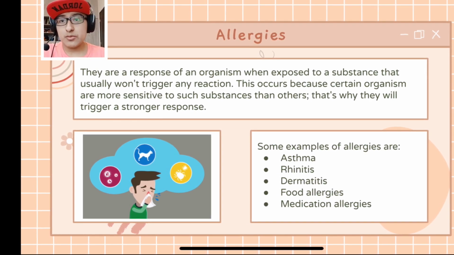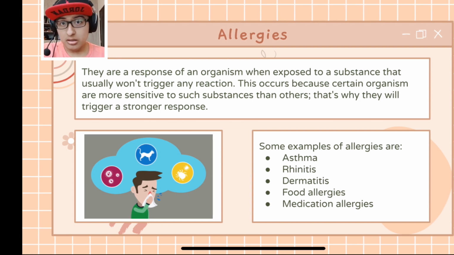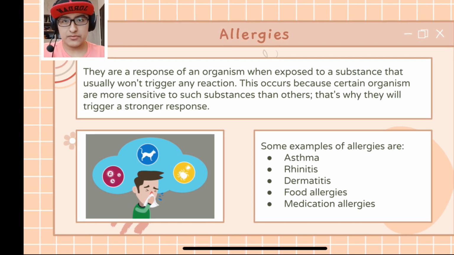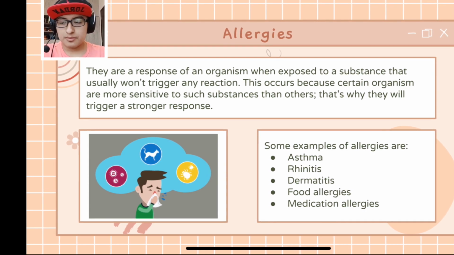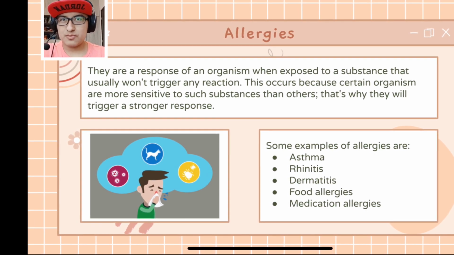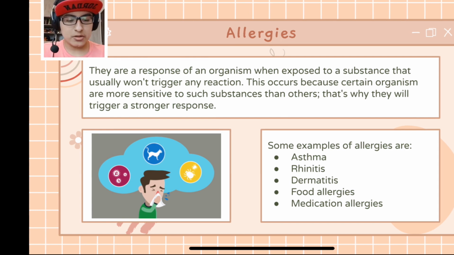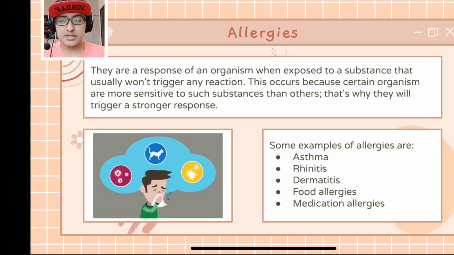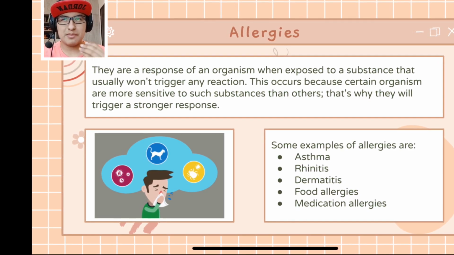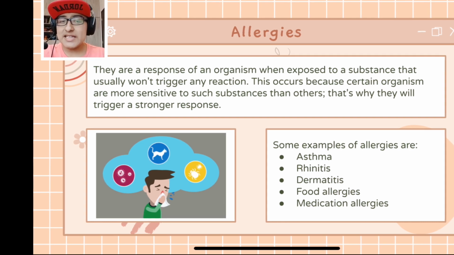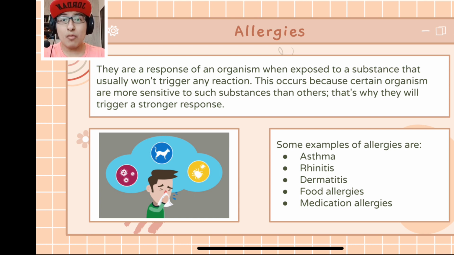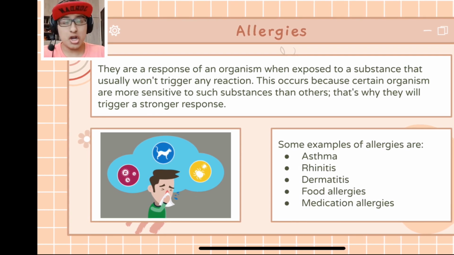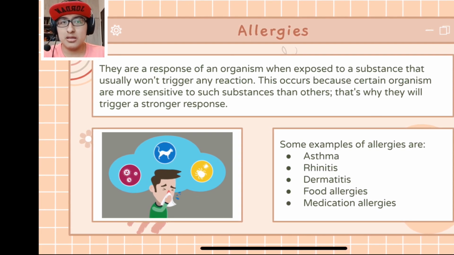depending on the organism we are focusing on. Allergies can have different reactions in the organism, but most allergies are because that organism has certain, let's say, weakness to the certain substance. That's why they trigger a powerful reaction where they should not, because that's abnormal.